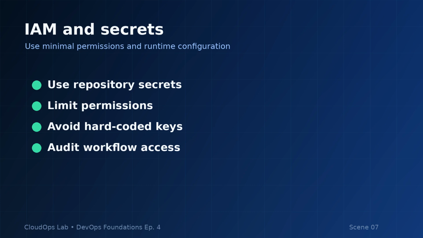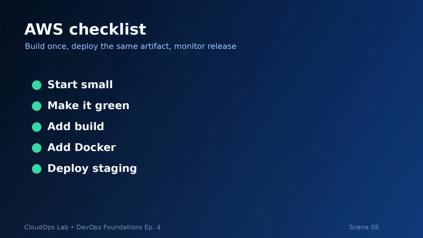Next, let us talk about deployment strategies. The simplest strategy is replacing old tasks with new tasks. ECS starts tasks using the new image and gradually stops the old ones. This is called a rolling deployment. The safer pattern is to make sure health checks pass before traffic moves fully to the new version. For more advanced systems, teams use blue-green deployments or canary deployments, but do not start there. Start with a simple rolling deployment that you understand.